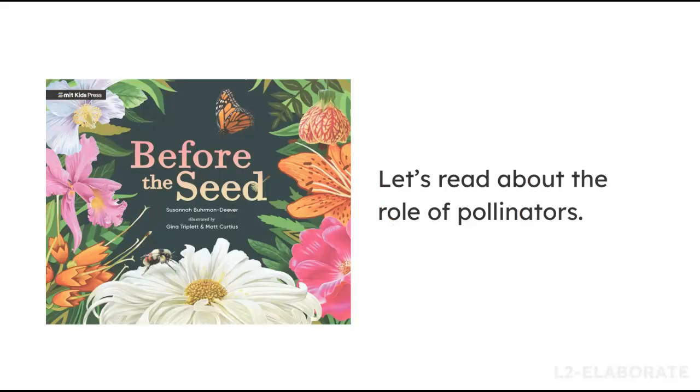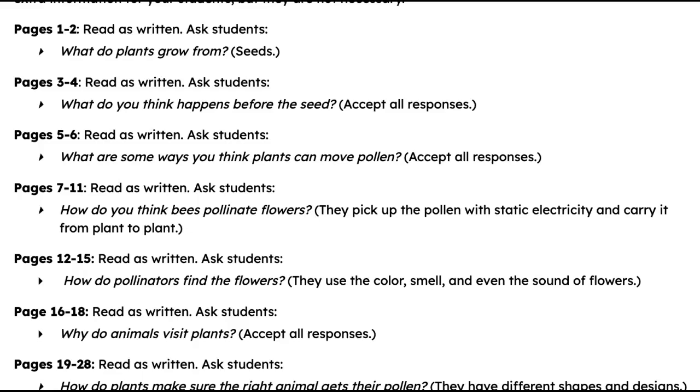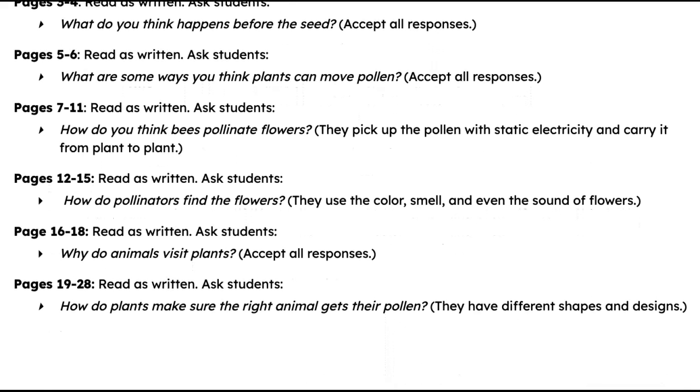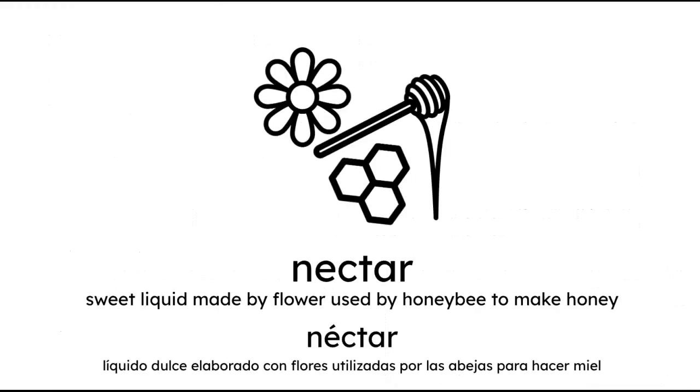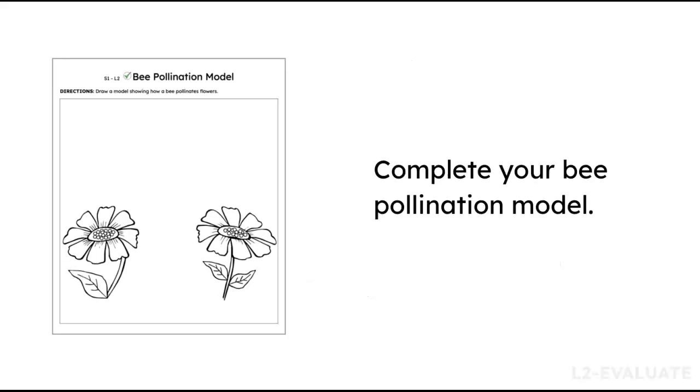For the Elaborate portion, you'll read Before the Seed. Be sure to use the Read Aloud guide to guide the class discussion while reading the book and completing the summary chart. You can post and discuss the nectar and pollen vocabulary cards. For the Evaluate portion, you'll have students complete the Bee Pollination Model Student Journal page.